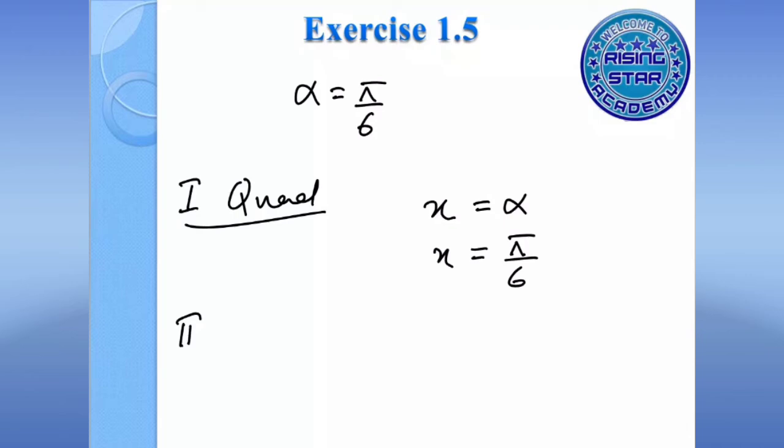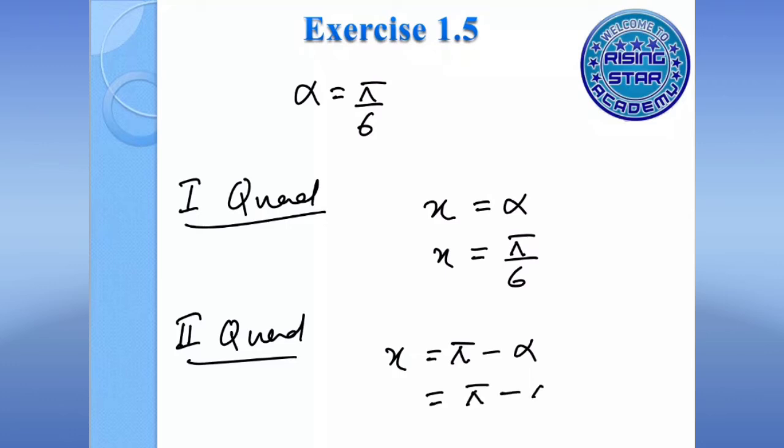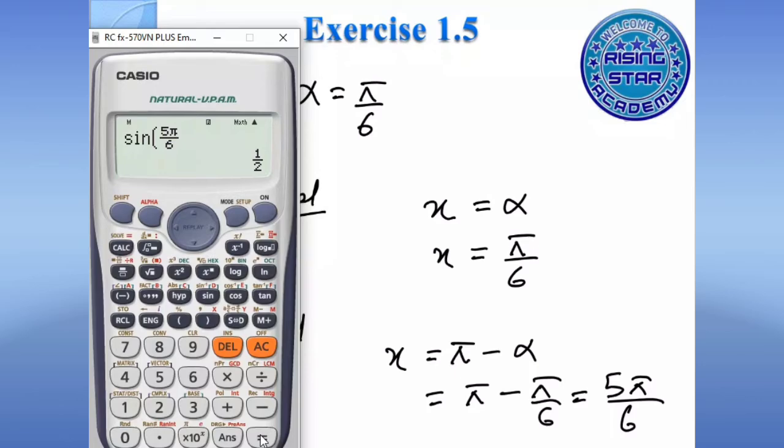For second quadrant, we know the formula, that would be x is equals to pi minus alpha. So pi minus pi by 6, that would become 5 pi by 6. So here I verified the answer with calculator. So sine 5 pi by 6 is equals to half.